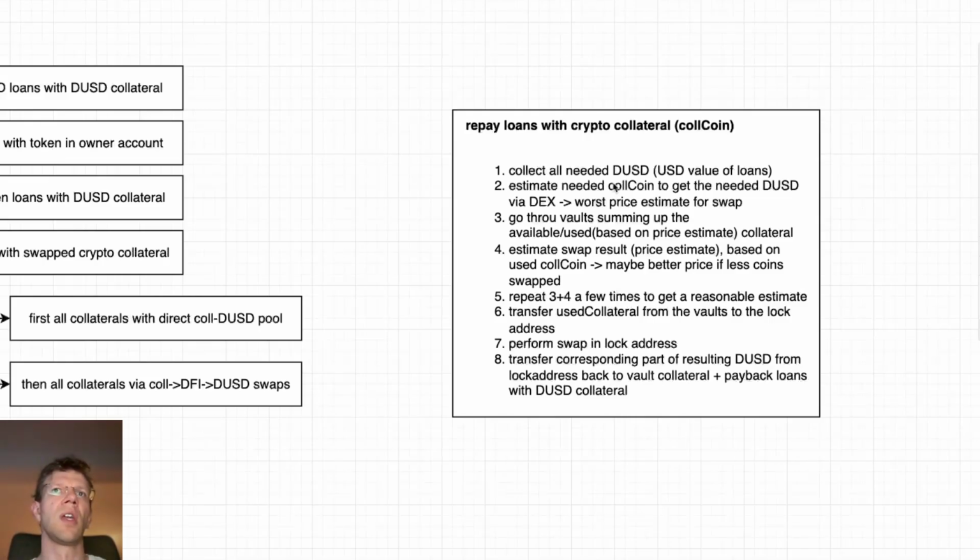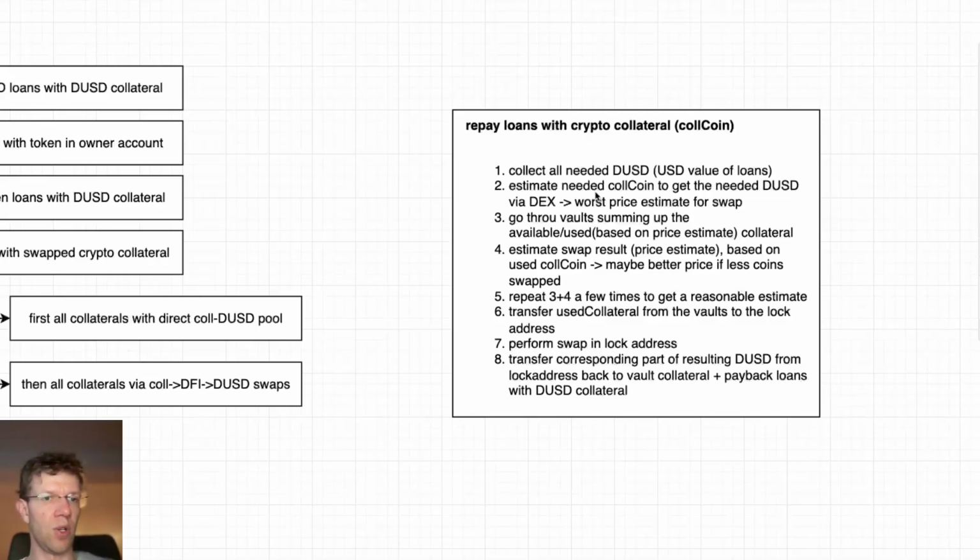That's important. Now I estimate how many of the collateral coins are needed to get that amount of needed DUSD via the DEX. So it's basically a simulated swap with a fixed outcome, and I estimate how much input we need for that swap. And this is the worst price estimate for the swap because it's the maximum amount that's swapped, so the maximum slippage. So the estimated price, when you say, okay, that amount of DUSD, how many coins do I need, gives me the worst price estimate for the swap.